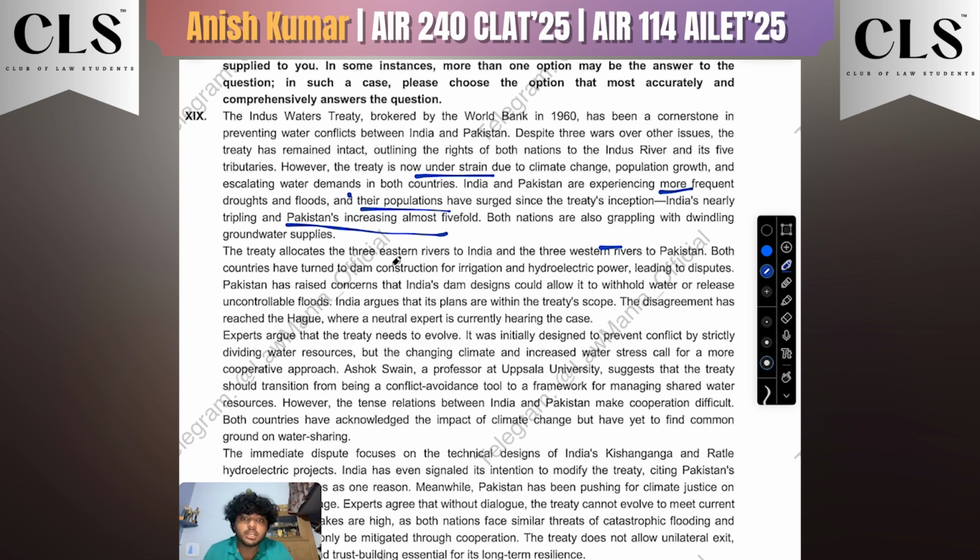The treaty gives the 3 eastern rivers to India and 3 western rivers to Pakistan. Both countries have turned to dam construction for irrigation and electric power, leading to disputes. Pakistan has raised concerns that India's dam designs could allow it to withhold water or release uncontrollable floods. India argues that its plans are within the treaty's scope. The case has reached The Hague, where a neutral expert is currently hearing the case.